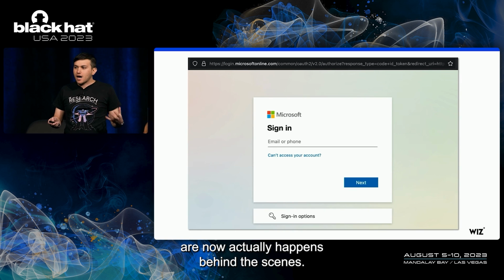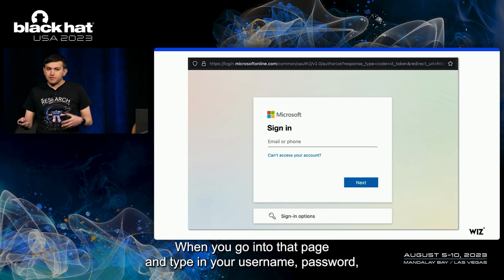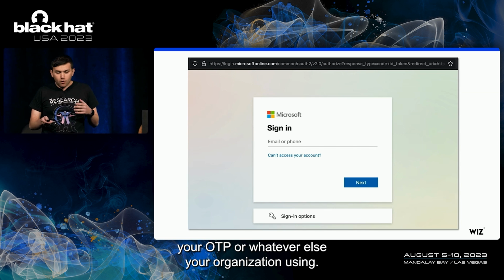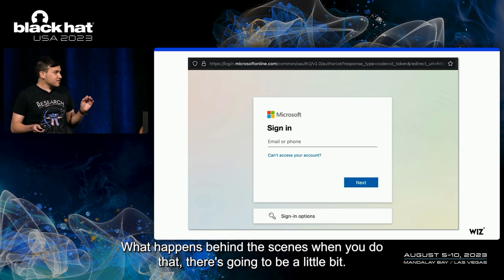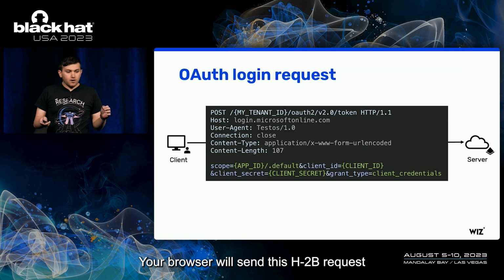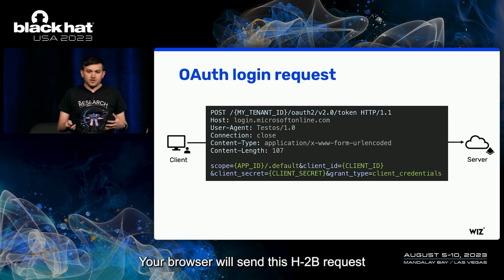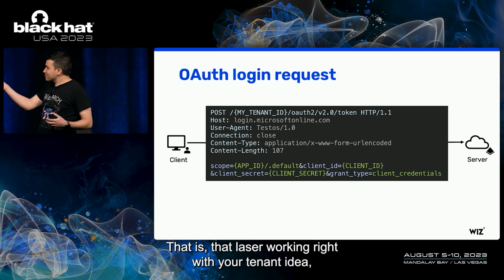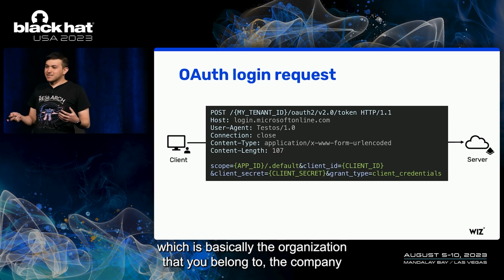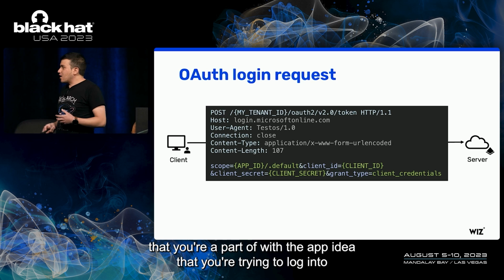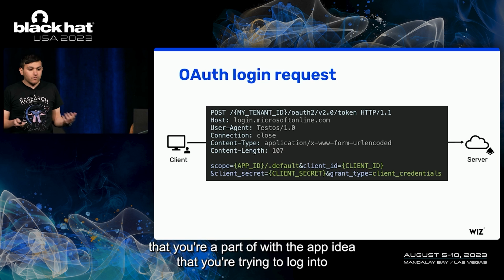Now, what actually happens behind the scenes when you go into that page and type in your username, password, your OTP, or whatever else your organization is using? This is going to be a little bit technical, but bear with me because it's very simple. Your browser will send this HTTP request to AAD. It will provide AAD with your tenant ID, which is basically the organization that you belong to, the company that you're a part of, with the app ID that you're trying to log into, and with your credentials.